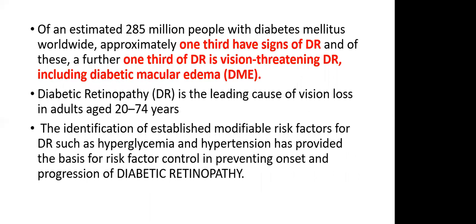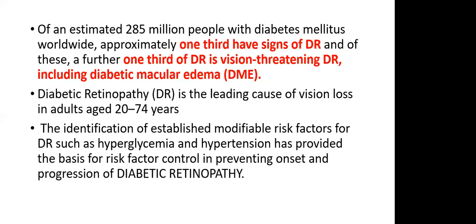Currently, of the about 285 million people who have diabetes globally, about 1/3 of them have some signs of diabetic retinopathy. And 1/3 of this number have diabetic retinopathy which is vision threatening. As the lecture goes on, you get to know what the vision threatening diabetic retinopathy are. Okay, that also includes diabetic macular edema. All right, and as I said, it is a leading cause of blindness among people of the working class, usually from 20 to 74 years.